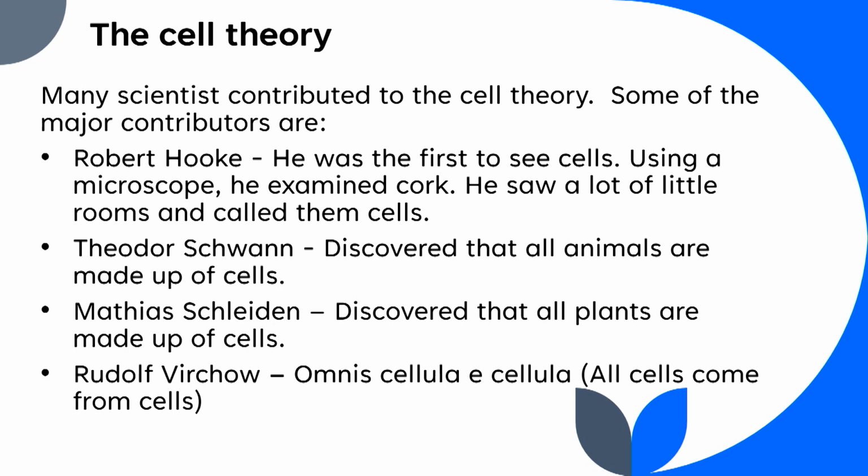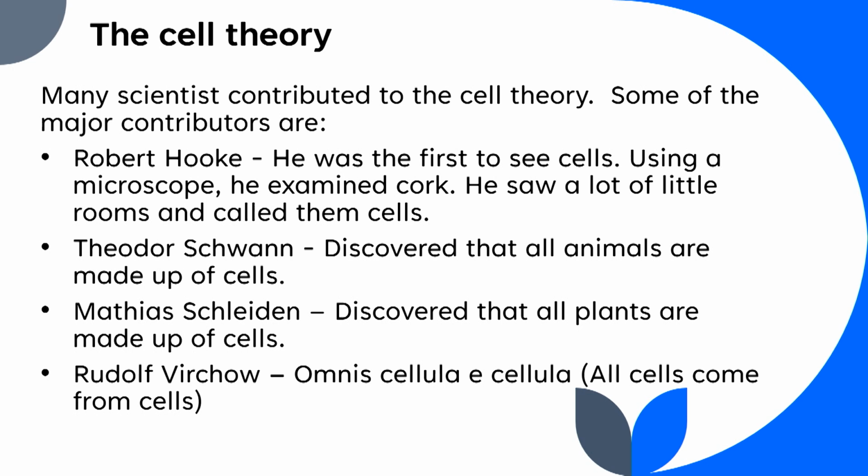The next guy is Matthias Schleiden. He discovered that all plants are made up of cells. He was a botanist, and when he heard that the cork was made up of cells, he started to look at a lot of different types of plants. And he discovered that everyone he looked at was made up of cells, just like that cork was. And so he took Robert Hooke's original idea and expanded it to all plants.